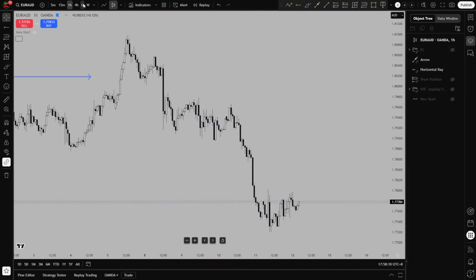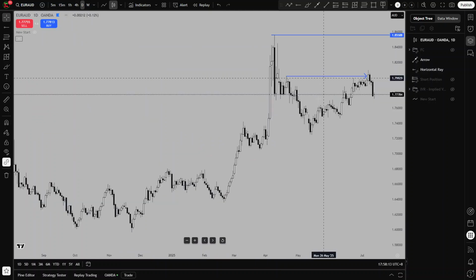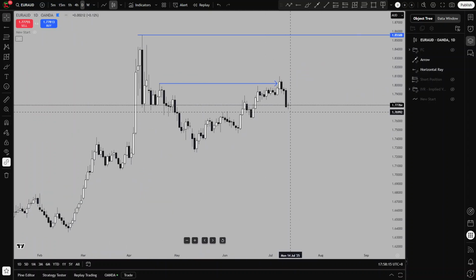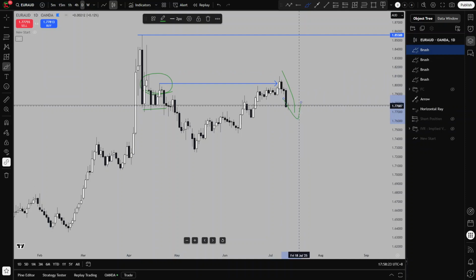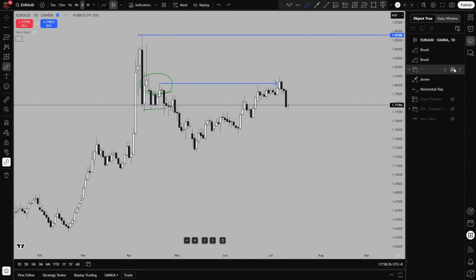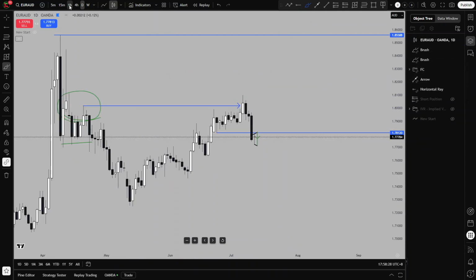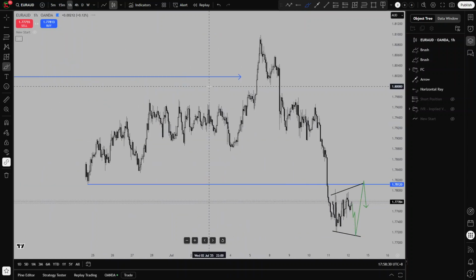Euro Australian dollar on the daily time frame, we had this very strong reaction on this area of interest to the left. That's already a value area here, and we see we are in a bearish momentum run, and I'm now looking for price to continue to the downside. I'm going here to the 1 hour time frame.